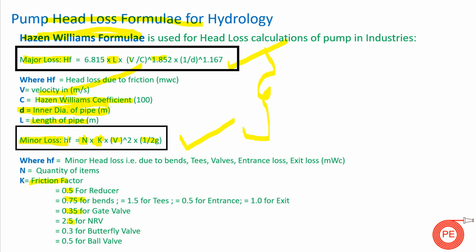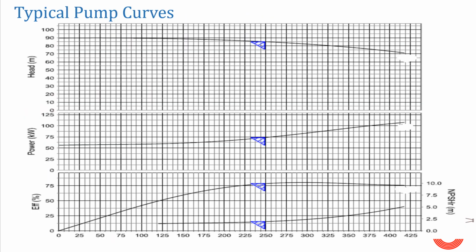So let's now move on to a slide in which I'll be showing you a pump characteristic curve, and let's see how it is read. This is a typical pump characteristic curve. On the x-axis is your flow, and on the y-axis is your head. This yellow marked point is your operating point. Suppose my pump is being operated at 250 meter cube per hour, and at 250 meter cube per hour the head available is approximately 85.